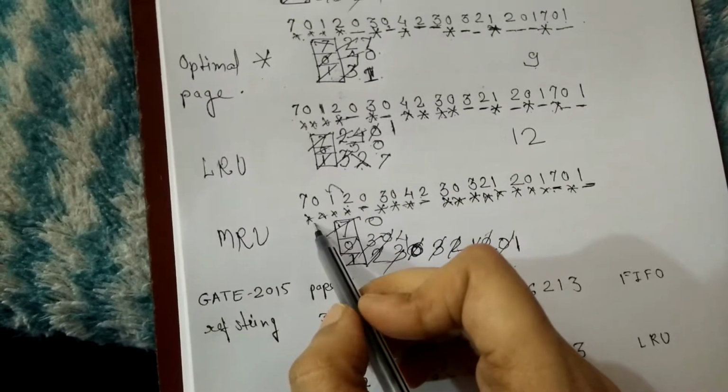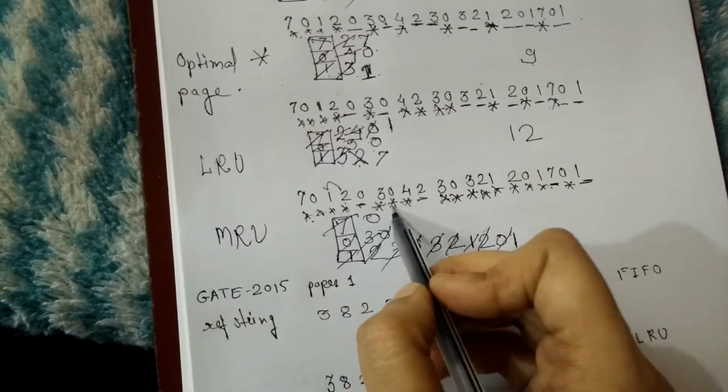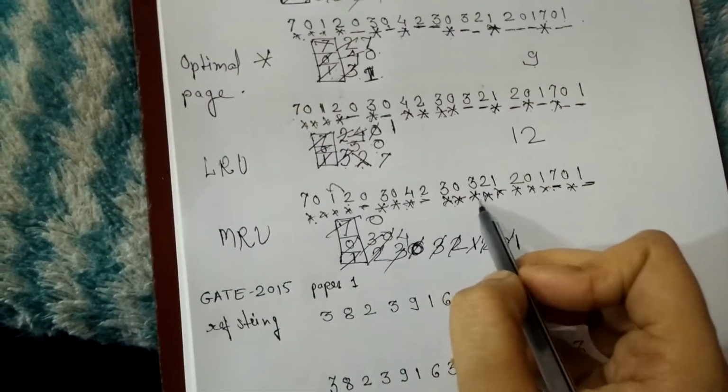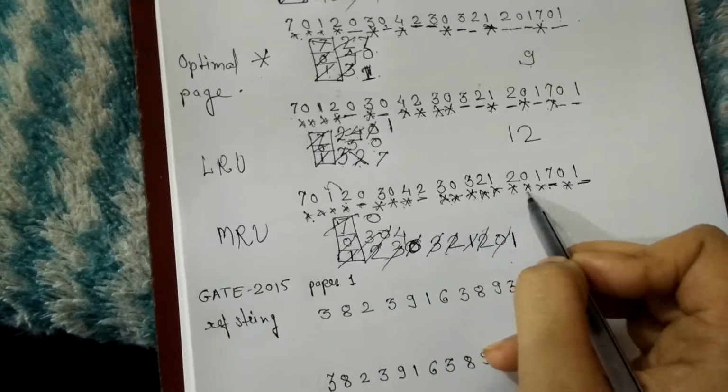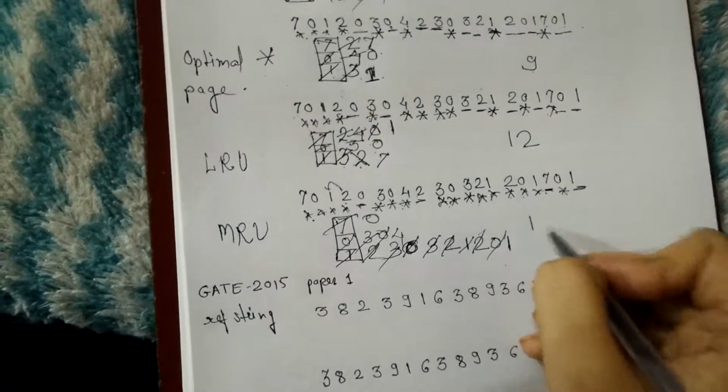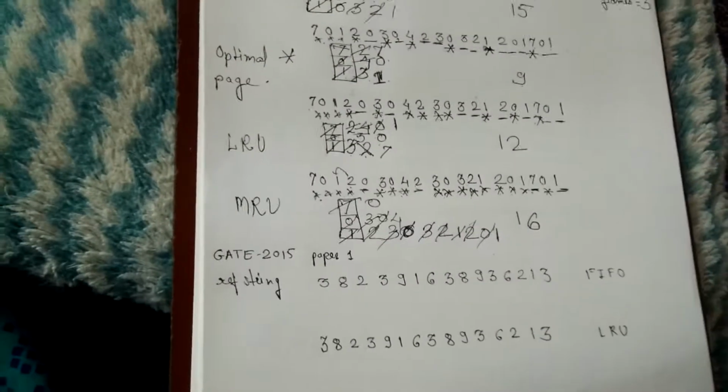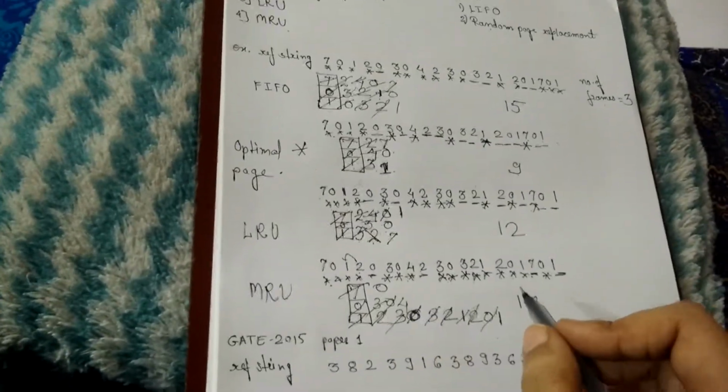So the total number of page faults over here is 4, 5, 6, 7, 8, 9, 10, 11, 12, 13, 14, 15, 16. Okay, so a total of 16 page faults will be there in most recent use.